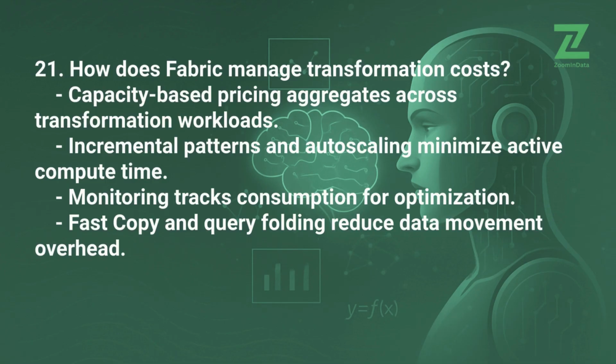21. How does Fabric manage transformation costs? Capacity-based pricing aggregates across transformation workloads. Incremental patterns and autoscaling minimize active compute time. Monitoring tracks consumption for optimization. Fast copy and query folding reduce data movement overhead.